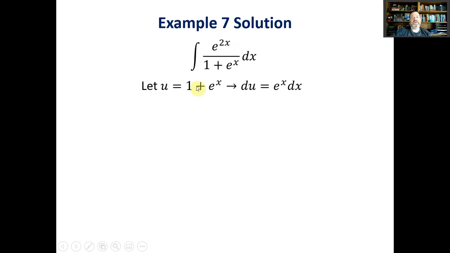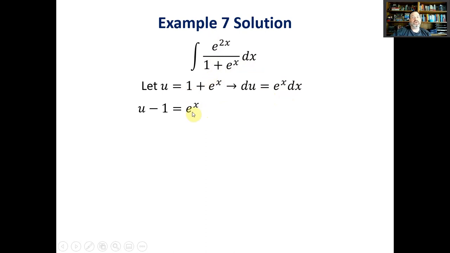So instead, let's make it 1 plus e to the x. Even though you might think, well, where'd that come from? You have limited choices here, so just pick whatever you can and see what happens. So take the derivative, we get e to the x dx. So now you attempt to rewrite this to match these pieces up.